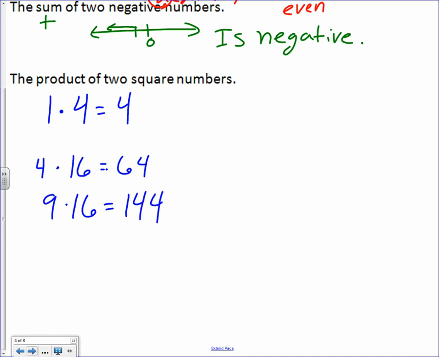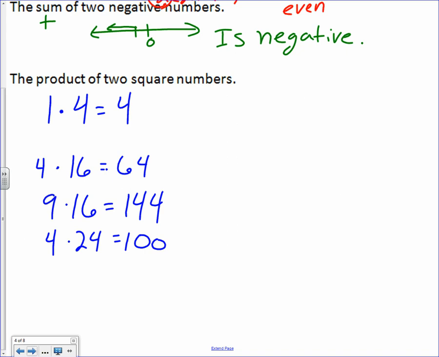144. I do not have my calculator out. It is 144, right? And if we continue to look at other squares multiplied by square numbers, we would have something like 4 times 25, that's 100. Well, what do you notice about all of these numbers that we're getting? 4, 64, 144, and 100 are all actually perfect squares themselves, right? So if we're taking the product of two square numbers, it seems like we're getting perfect squares out as well.